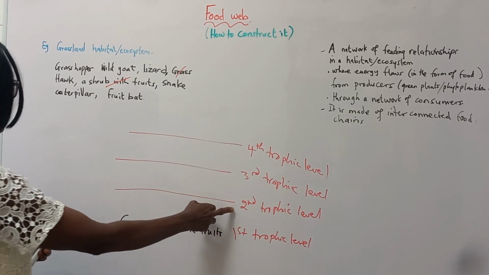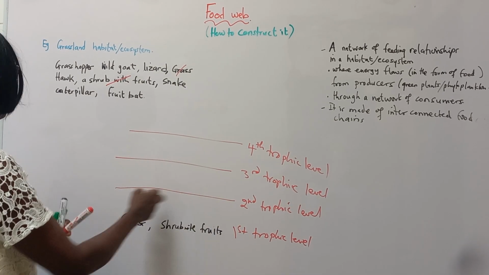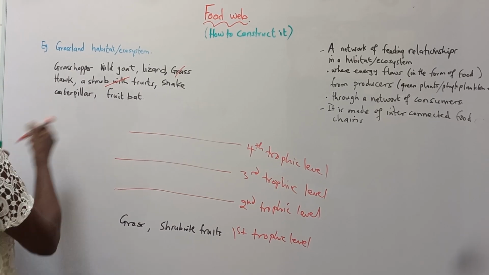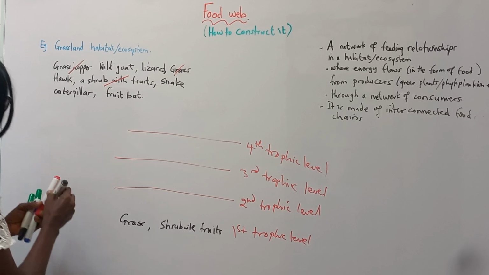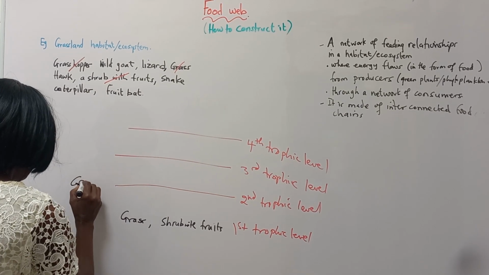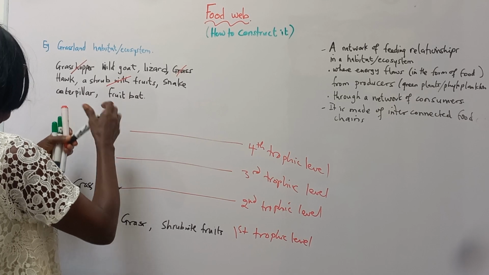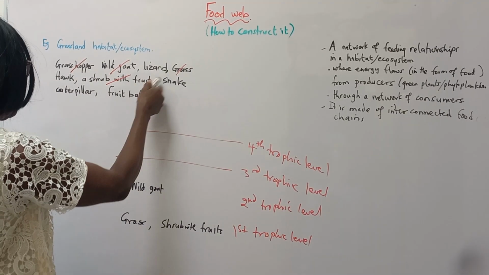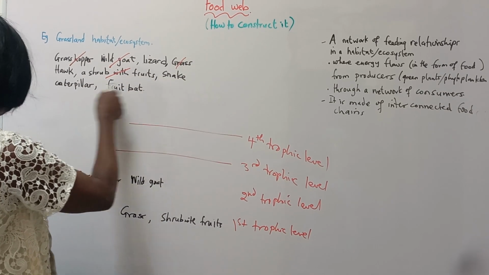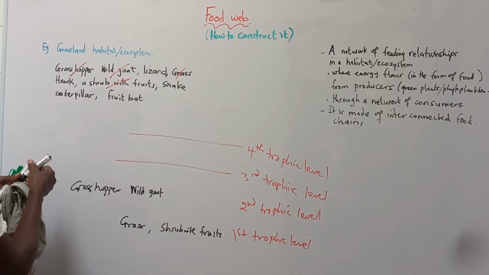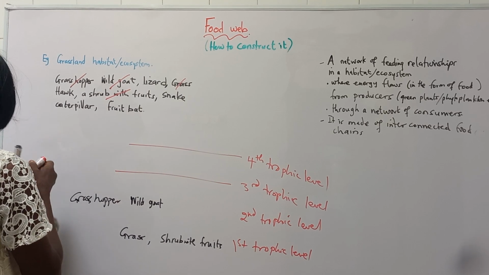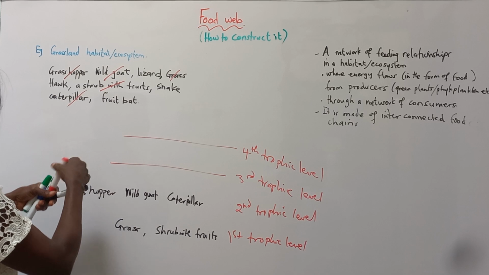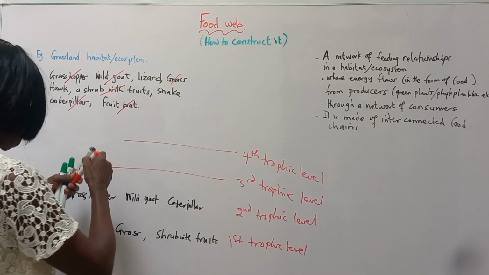Then you look at the second trophic level. Those are the herbivores or the omnivores. And the herbivores, we have grasshopper here. So we quickly put in our grasshopper, cancelling that out. Then, well, yes, wild goat is also here. It's also a herbivore. We are looking for those on the second trophic level. Here is a caterpillar. It's also a herbivore. And then the fruit bat is also a herbivore. So it goes on the second trophic level.